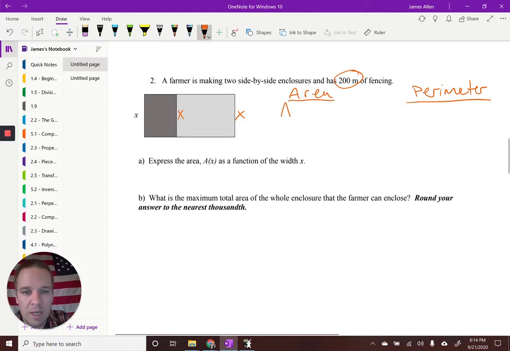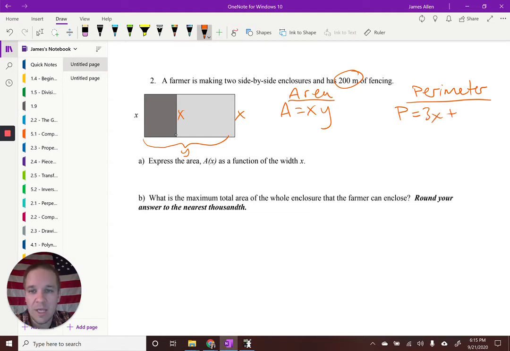Well, my area is, again, going to be, I'll call this dimension Y. Our area is going to be X times Y. And that's all we have to go by right now. But we do have information about our perimeter. Our perimeter, or our use of fencing here, is going to be how many X's? 3X plus, and then we have 2Y's. So 3X plus 2Y. And we do know that our perimeter is 200, so we can work with that.